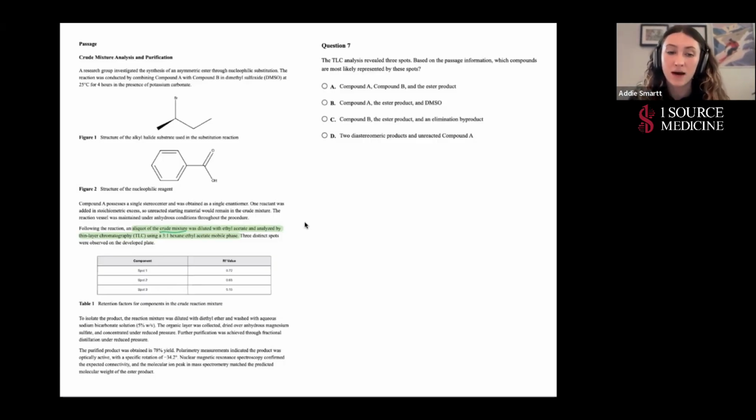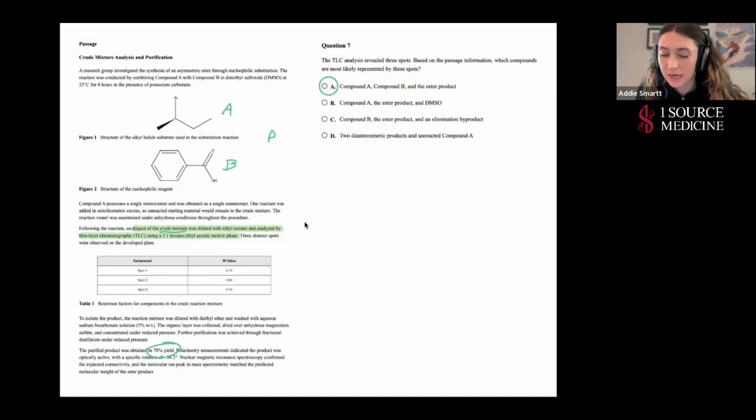So it should have all of the reactants and reagents in addition to the product in it because it has yet to be purified. And also, we know we didn't have a perfect yield of this reaction, so it did not go to full completion. Therefore, we can infer that we would have compound A, compound B, and our product all present in the crude mixture prior to purification. So that leads us to pick answer choice A.